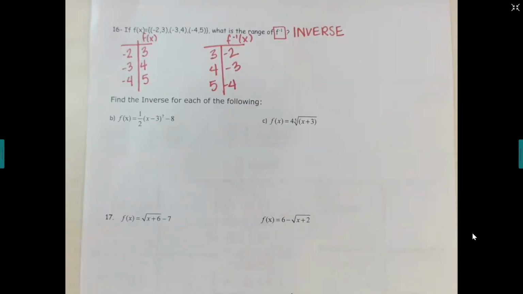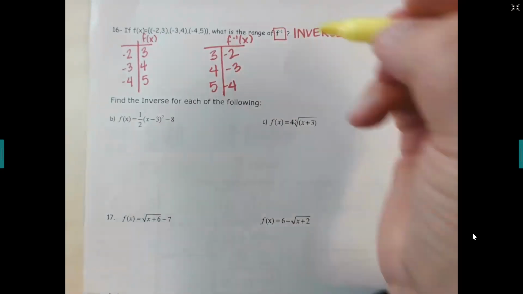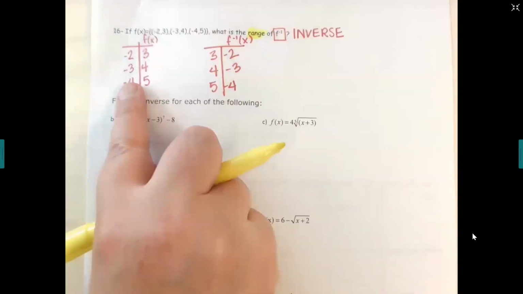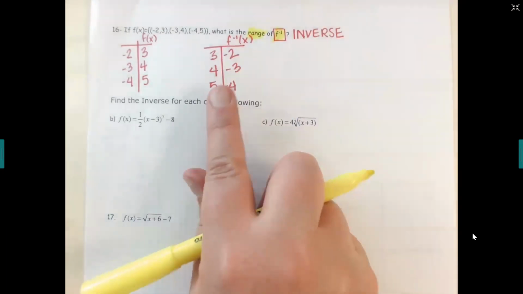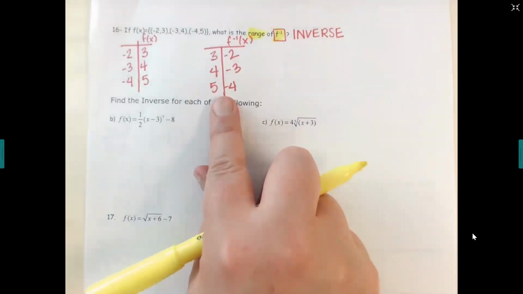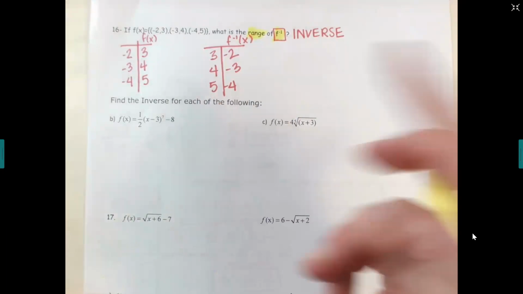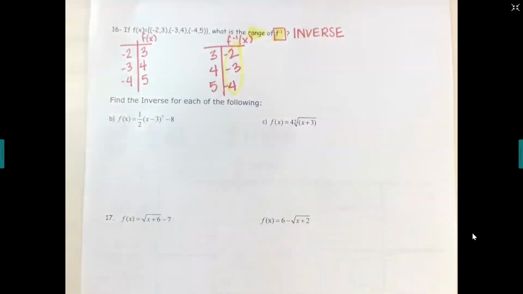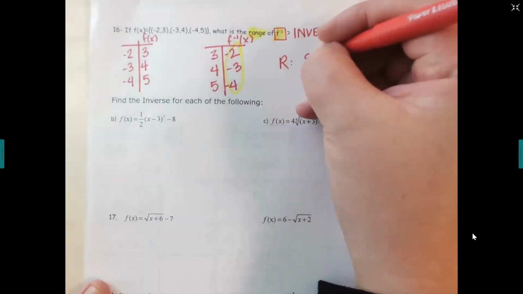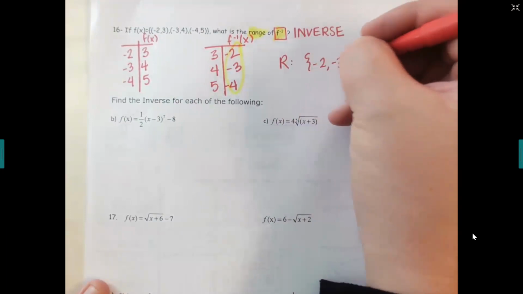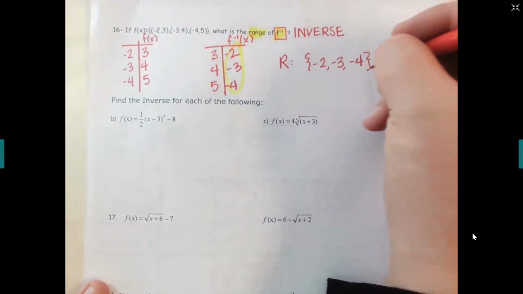What is it asking me to list? The domain or the range? Right. And the range for which function? F or F inverse? F inverse. That means I'm looking at this chart. Do I want the X's or the Y's for a range? The Y's. So your range for the inverse would be -2, -3, and -4.